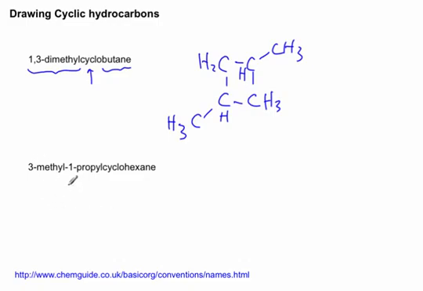And finally, 3-methyl-1-propyl cyclohexane. So a cyclohexane is a 6-carbon ring. So 1 carbon, 2 carbon, 3, 4, 5, 6. Join the last one up. I'm going to make this carbon 1, so that'll be a propyl branch. So 1 carbon, 2 carbon, 3 carbon. Line structure, carbon 1, 2, 3. Now I could go 2, 3. It doesn't really matter. Let's go there. So there's my 3-methyl-1-propyl cyclohexane.